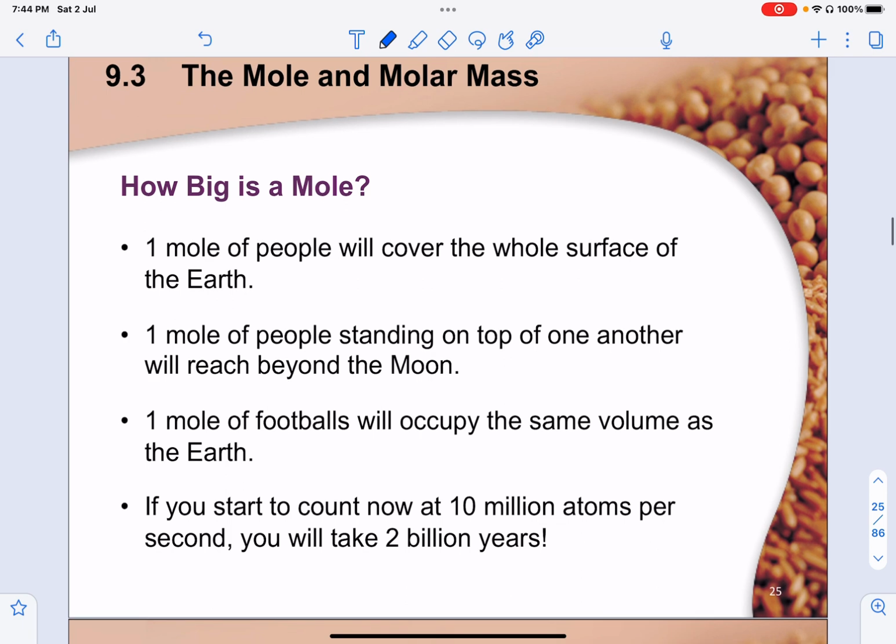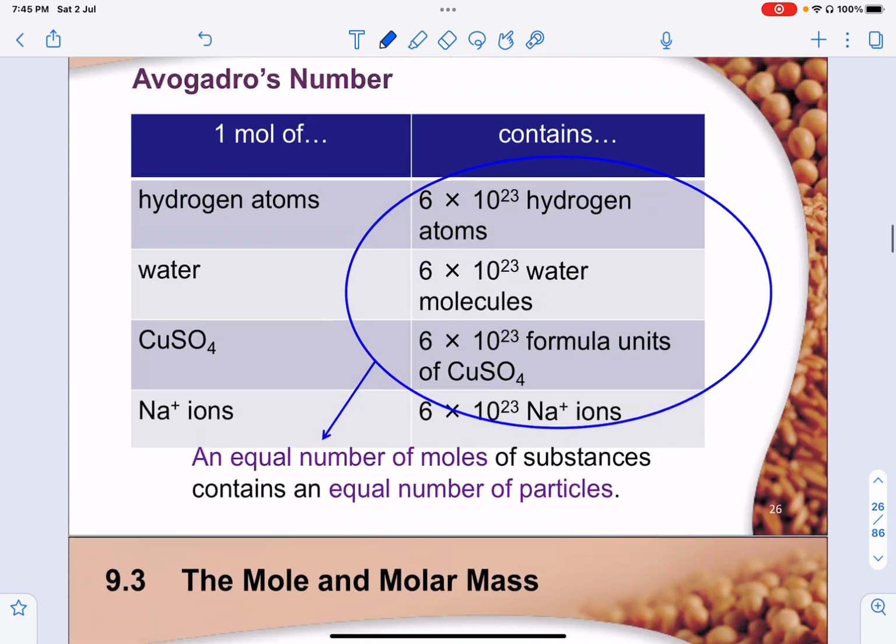So next is how big is a mole? Let's say we have 1 mole of people. 1 mole of people will actually cover the whole surface of Earth. Or 1 mole of people standing on top of each other will reach beyond the moon. So that's how relative a mole is if we scale it down to people.